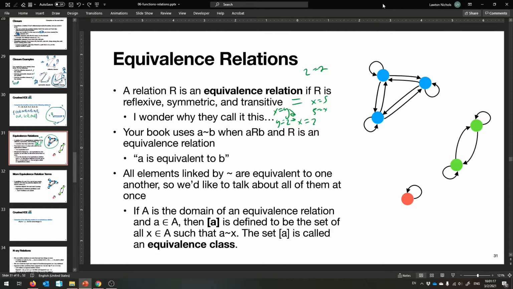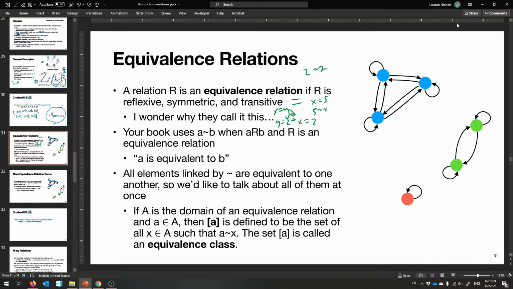Similarly, these two green ones are also equivalent. They're related to each other. We can always get to them, and they're, of course, equivalent to themselves. And then this red guy out alone, sadly, is only equivalent to itself, but it's still an equivalence relation. This whole thing is an equivalence relation.